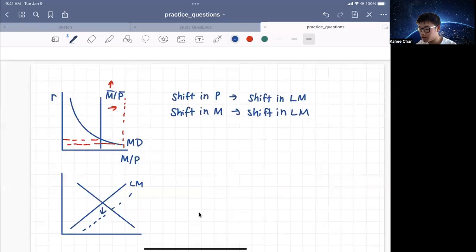Okay, so when there's an LM curve shift, the interest rate goes to here, and because of Y equals C plus I plus G, when interest rate is decreasing, that means investment is going up and Y is going up. So the LM curve is shifting here, and the IS curve does not change. So we move to point B from A. So we're going to move to point C as Y is increasing from Y1 to Y2.